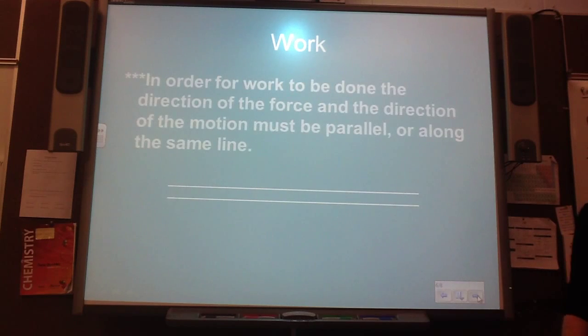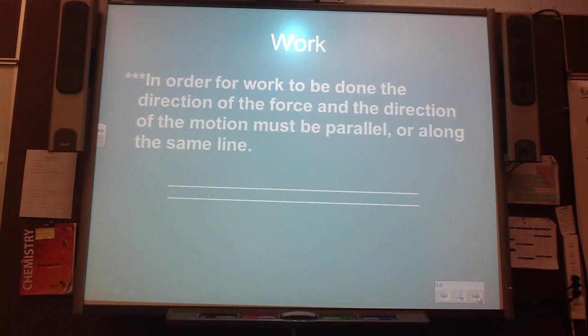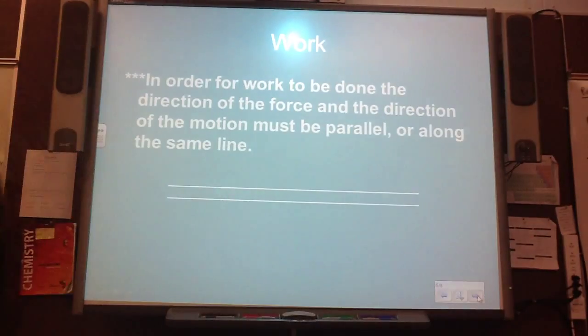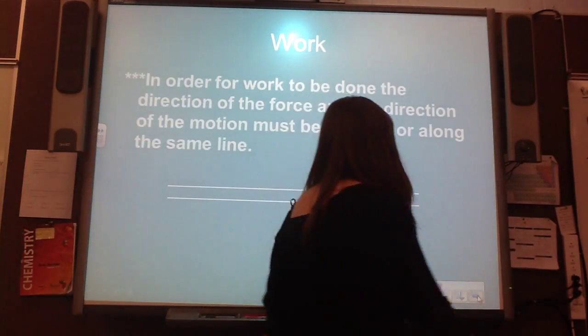Okay, so in order for work to be done, the direction of the force and the direction of the motion must be parallel, or along the same line. So basically, if Arvine and I wanted to move the table from there to there, we needed to apply a force to the table in that direction. Make sense? If you want to do work to move the table from here to here, you have to apply a force that goes from here to here. That's all that's saying. It needs to go in the same direction.